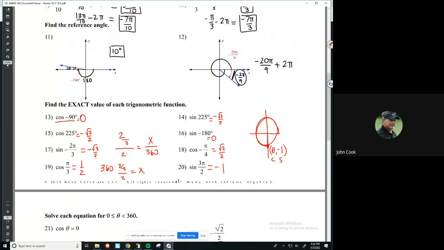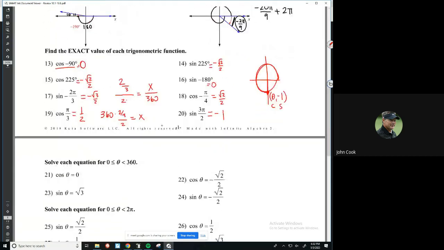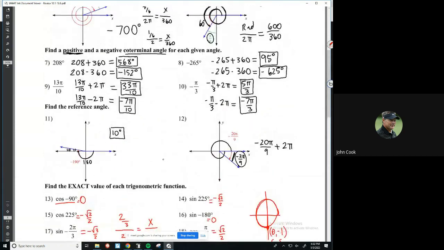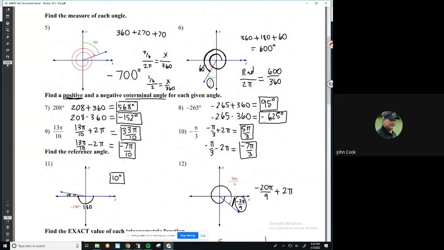Okay, I think that's long enough for this video. That's pretty much all of the 10.1 to 10.3 stuff. So just a recap of that. And then the next video, I'll do the 10.4 to 10.6 stuff.